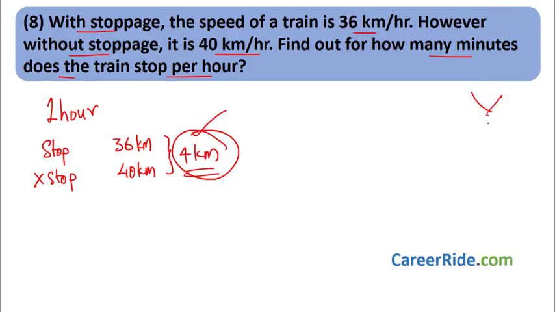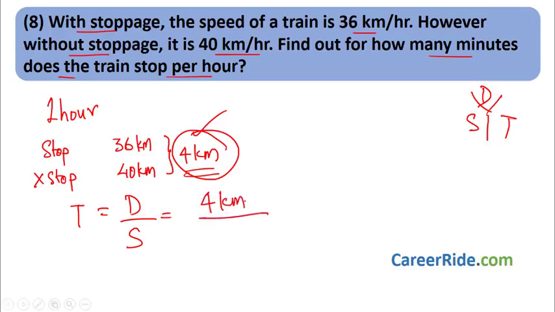We know speed, distance, time. What is the formula for time? Distance upon speed. What is the distance? 4 kilometers, right? Now which speed should we take? Should we take 40 kilometers per hour or 36 kilometers per hour? We must take 40 kilometers per hour for calculating. Why? Because wastage is calculated in relation to the ideal speed, right?